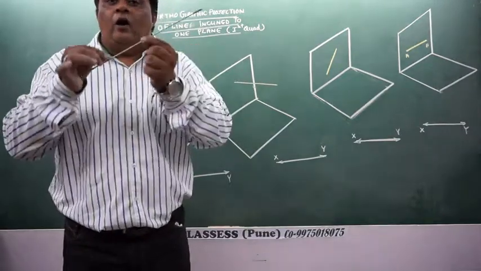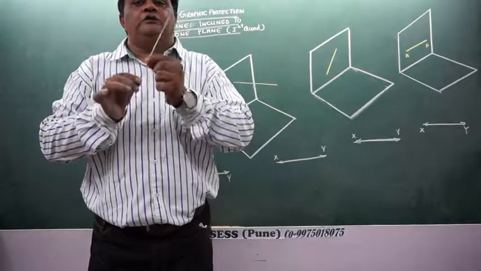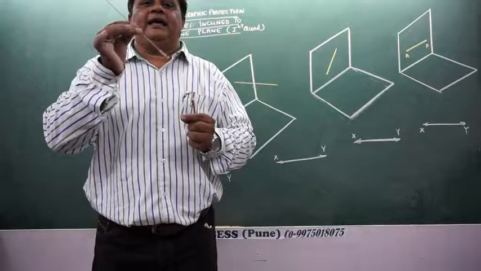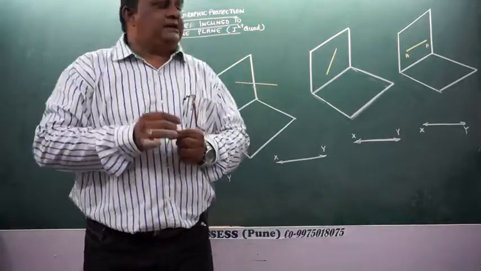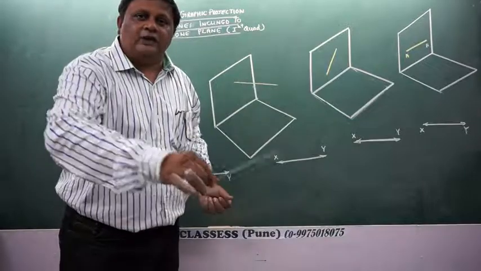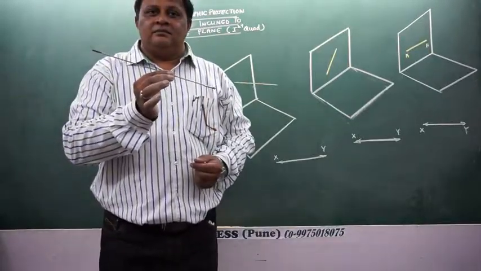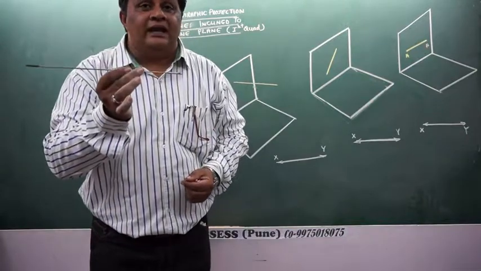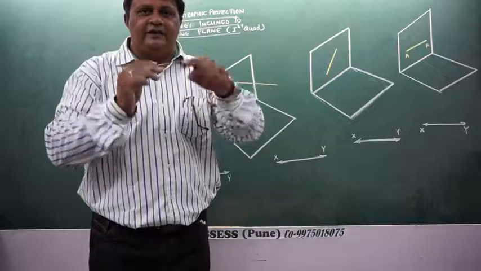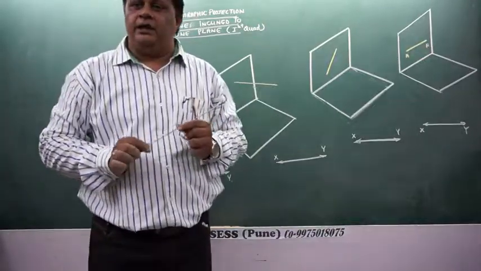And in how many ways can I keep this line in a quadrant? Because we are going to deal only in the first quadrant. For example, if say this board is my VP and the ground is HP, in how many ways can I keep it? Infinite ways. I can keep it in infinite ways. But there are a few peculiar positions which we must know about.